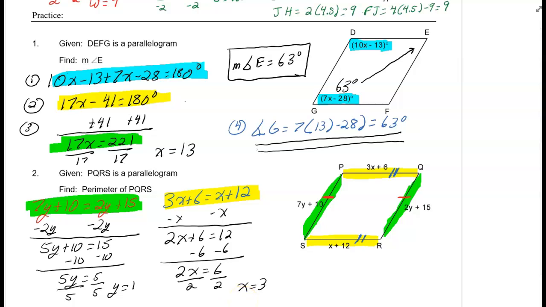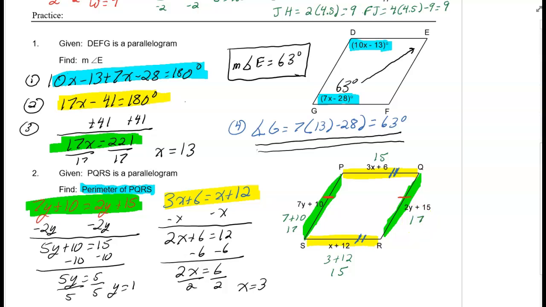Now be a little careful here. The question does ask, find the perimeter of PQRS. Perimeter is the distance around. So we need to plug in 3 in for x, and we're going to get 15. When you plug 3 in for PQ, you will get 15. Then you need to plug in y is 1. So 7 plus 10 is 17. When you plug in 1 on the other side, you get 17.